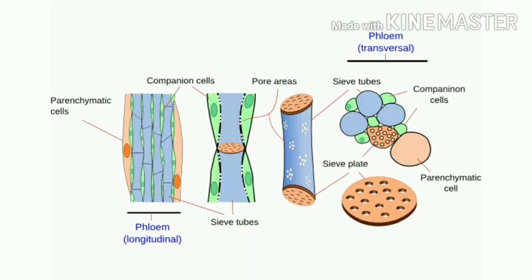The nucleus of the companion cell controls the functions of the sieve tube elements also. The companion cells are specialized parenchymatous cells which are very closely associated with the sieve tube elements. Sieve tube elements and companion cells are connected by pit fields present between their common longitudinal wall. The companion cells help in maintaining the pressure gradient in sieve tubes.